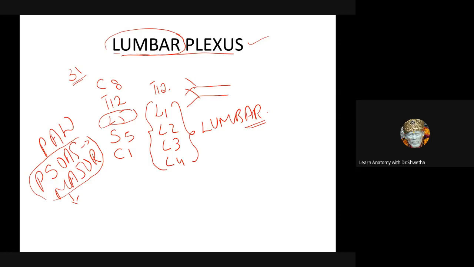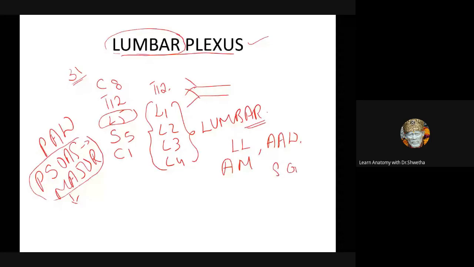Now we should know what it will supply. Through its branches, the lumbar plexus will supply the lower limb, mainly the anterior aspect and the medial aspect of the lower limb. It will also supply the anterior abdominal wall, along with the skin of the gluteal region. So, that is in brief about the lumbar plexus. We will discuss it in detail.